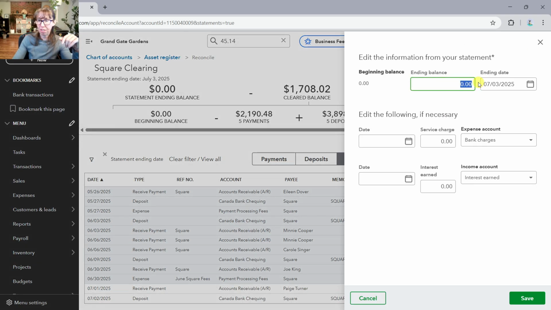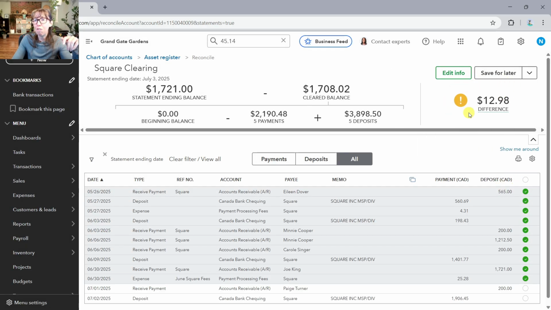So let's start off with that. We're still waiting for 1721. And you can see we're still off by $12.98. And that is because a portion of these June Square fees are actually being deducted right here in this deposit in July. So the way that I deal with it, and again, you can see there's many different ways to get there, but this is the way that I deal with it, is I want to know of this 1721, how much are those fees that we're also still waiting for?